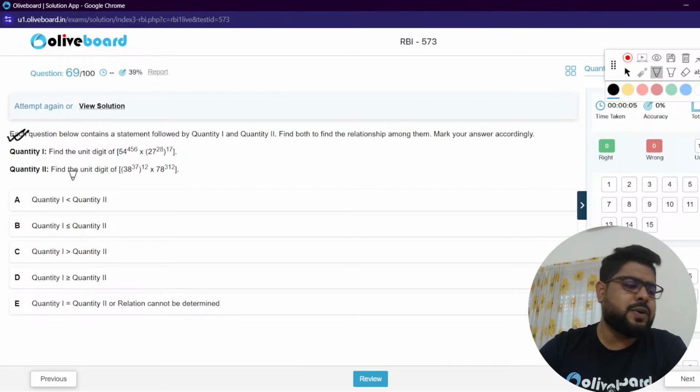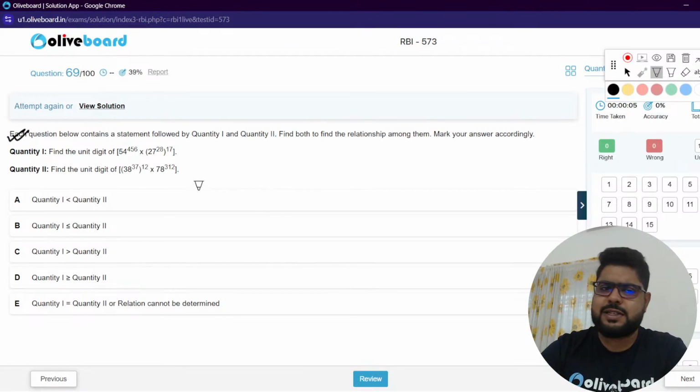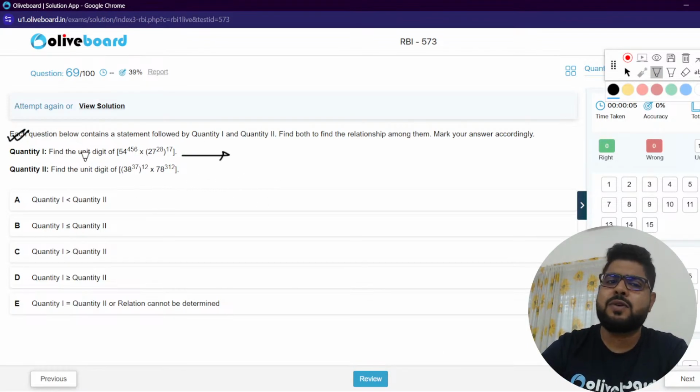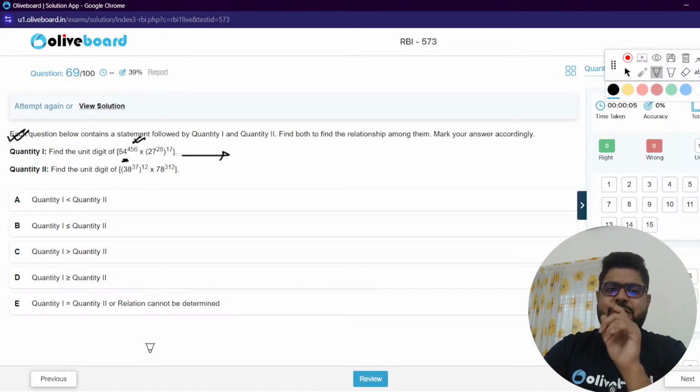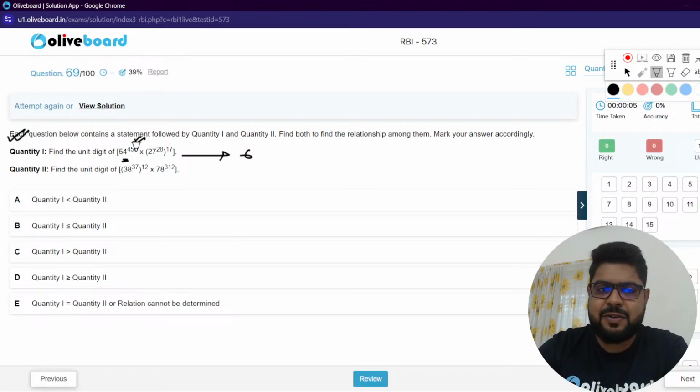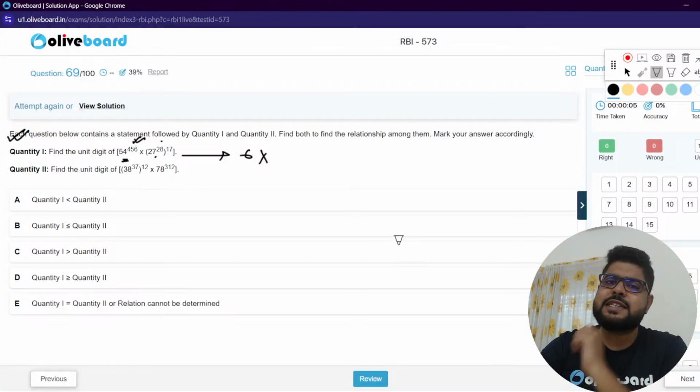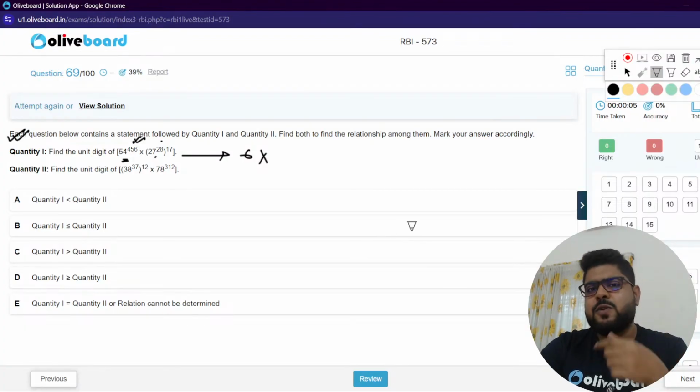Next one, sir, unit digit. Again, I have gone through this multiple times. Unit digit, how to calculate, sir? 4 to the power any even number, sir. It is always 6. Sir, power is even, 6 is the answer. Next one, 7 to the power 28. 28 is divisible by 4. So always go like this.